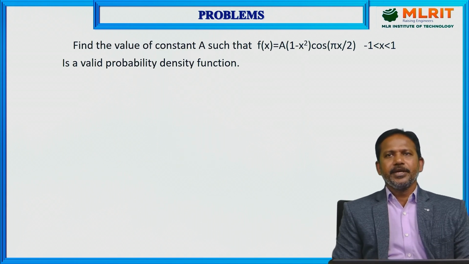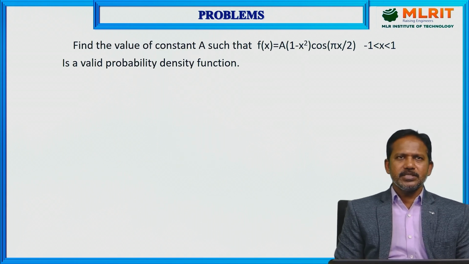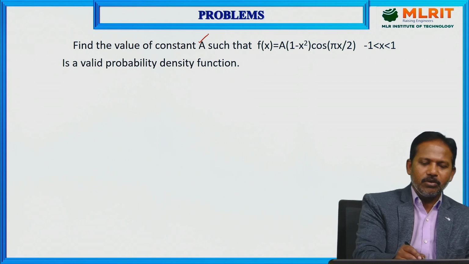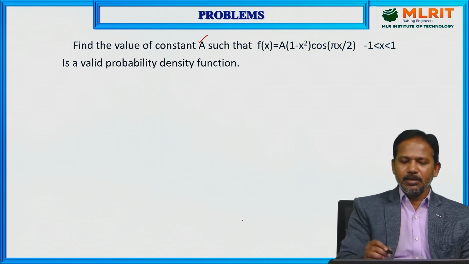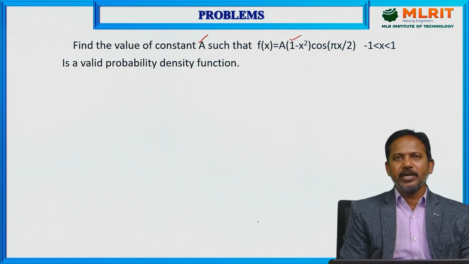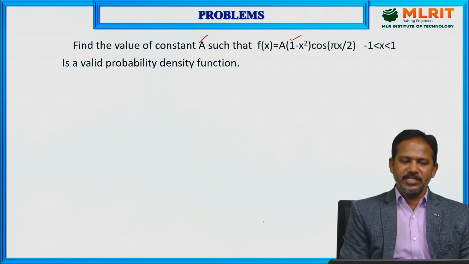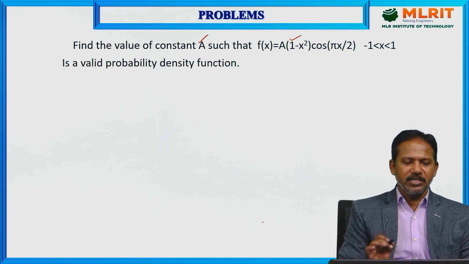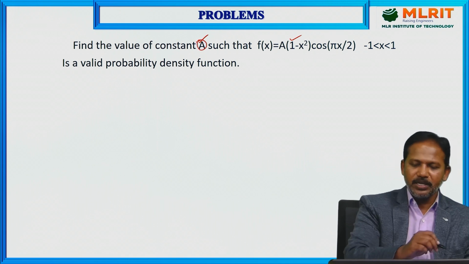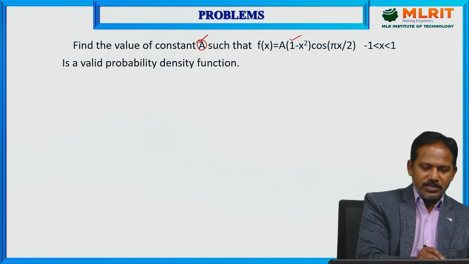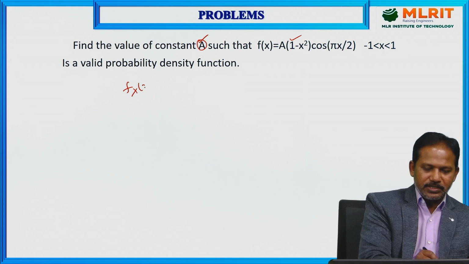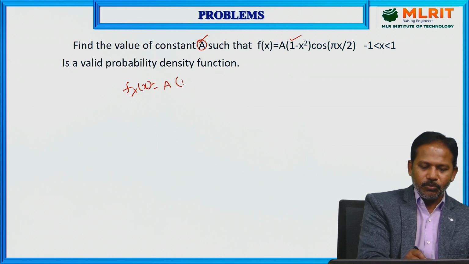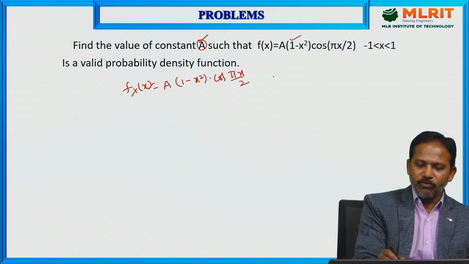Now we need to move to another problem: find the value of the constant a such that my density function is a into (1 minus x square) into cos(pi x by 2) for minus 1 less than x less than 1 is a valid density function. For that, I need to find the value of a only. That is, fX(x) is equal to a into (1 minus x square) into cos(pi x by 2) for minus 1 less than x less than 1.